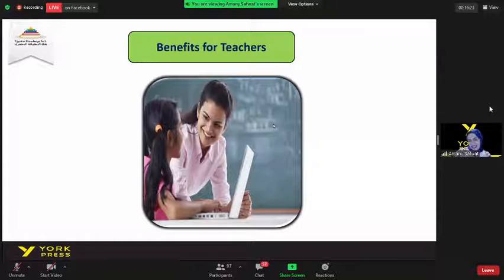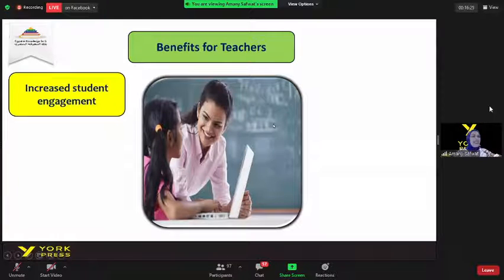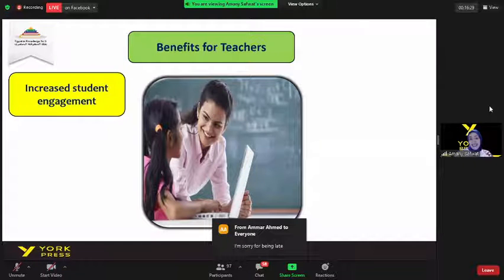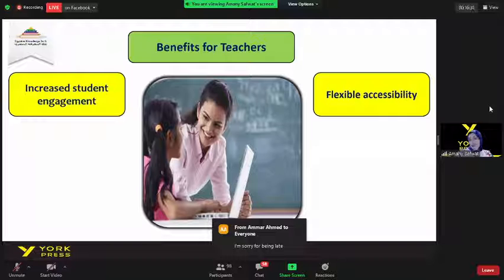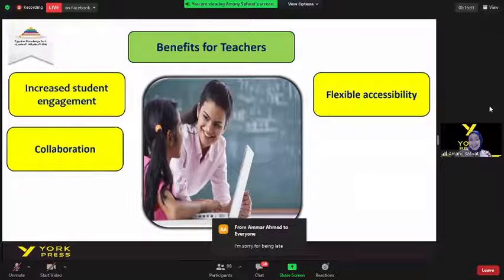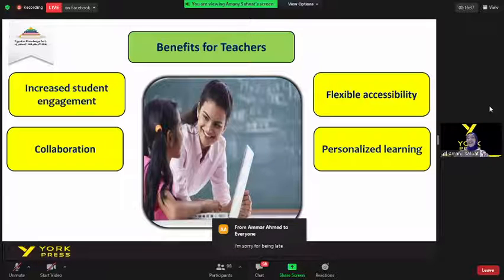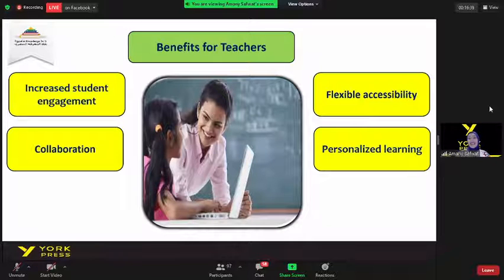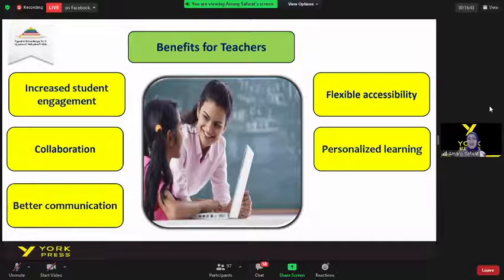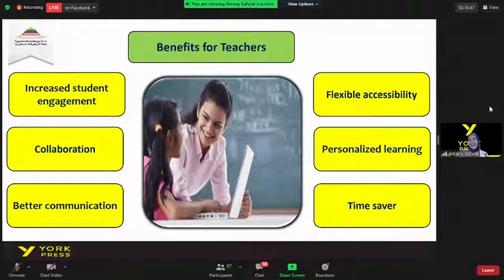Okay, and just to continue what you said, it helps to create increased student engagement, flexible accessibility. It helps to increase collaboration, helps to create this sort of personalized learning, and helps, for sure, the teacher a lot. It helps in creating better communication, and as you all said, it is time saver.